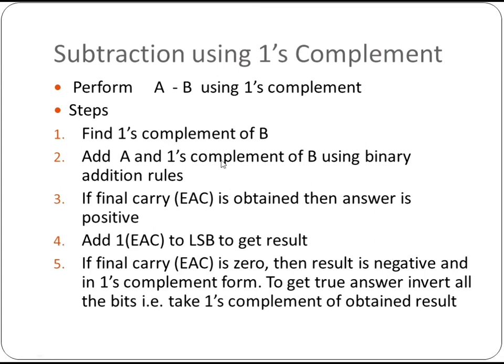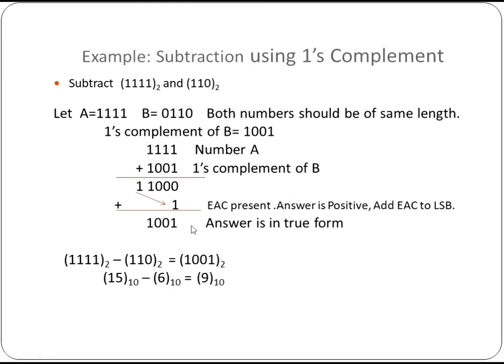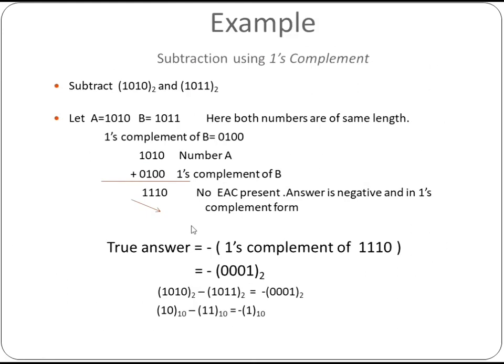So here what we have to do? Just take ones complement of B, add to A. If EAC is present, add that EAC to LSB to get final result, which is positive. And if there is no EAC, then answer will be negative, and to get true answer, invert all the bits. Here what we have done? We have converted subtraction into addition, which is very easy to perform.